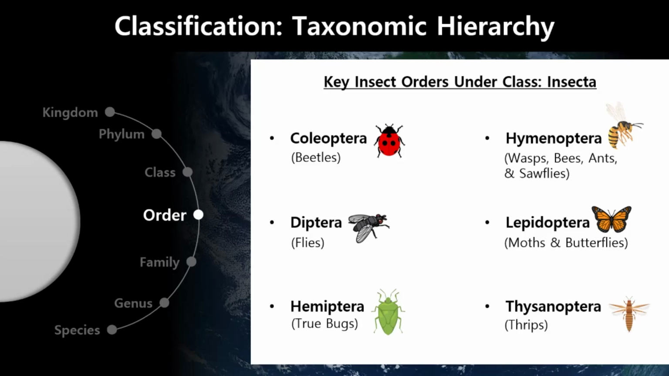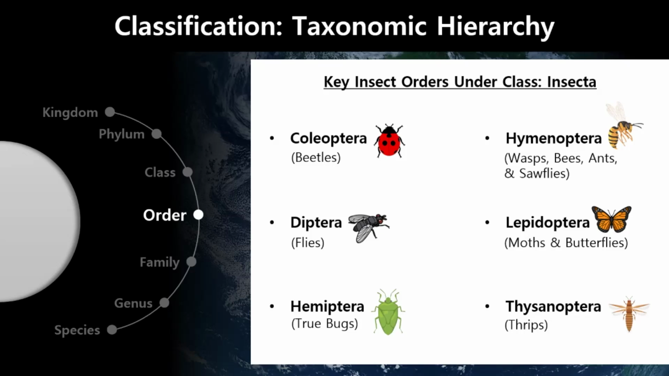And so we can see them on our screen here. So we have different order names we're going to walk through. And in parentheses is what we commonly refer to insects in this order as. So for example, on the top left, we have the order of Coleoptera. And we commonly call these insects beetles. So we'll walk through some of these a little bit later.